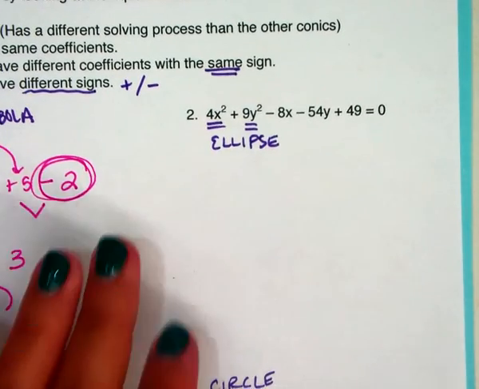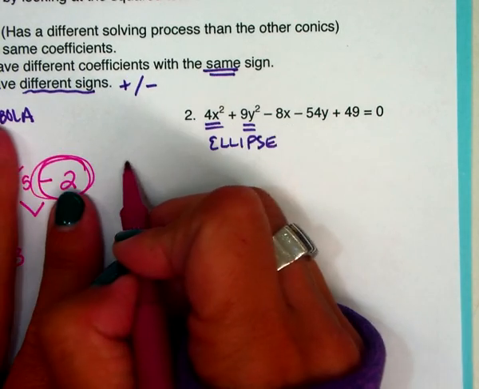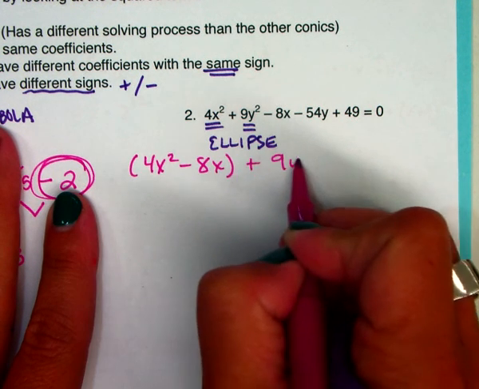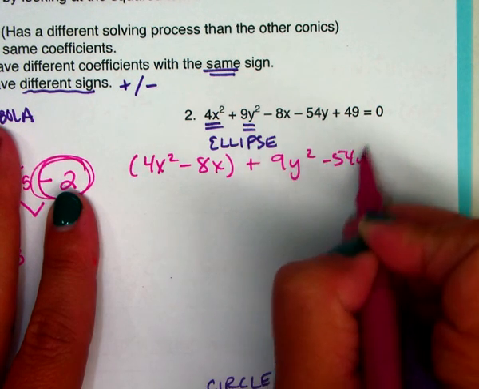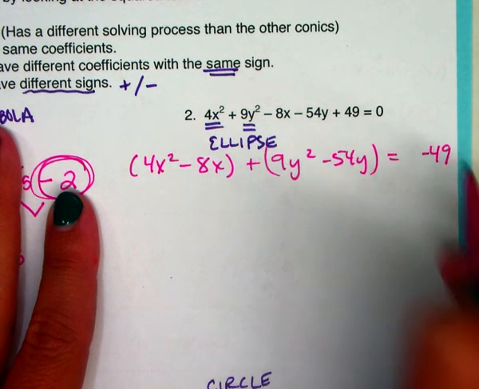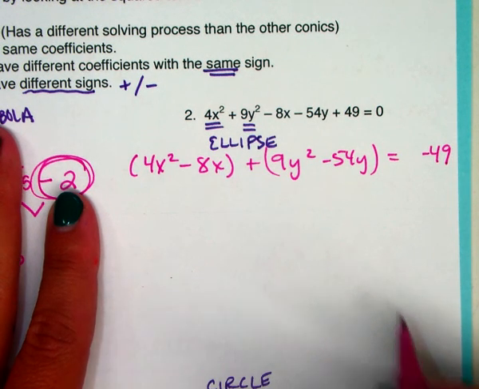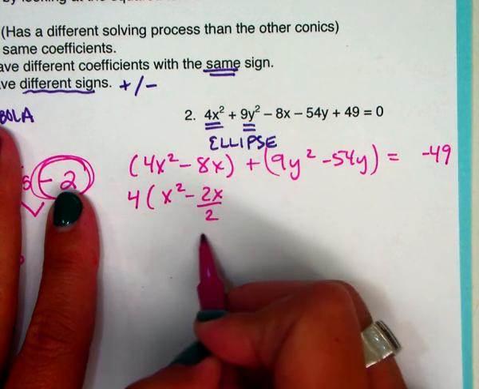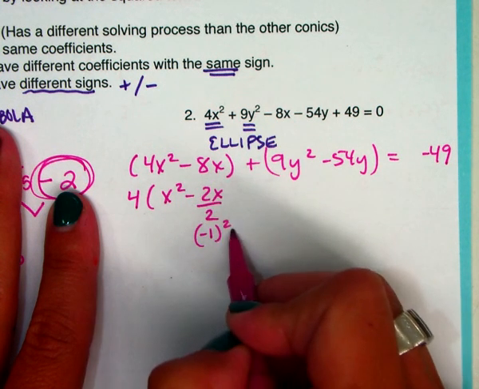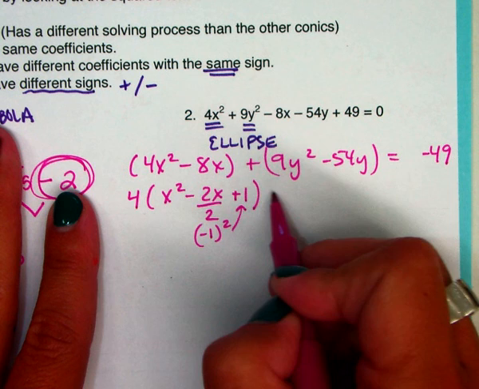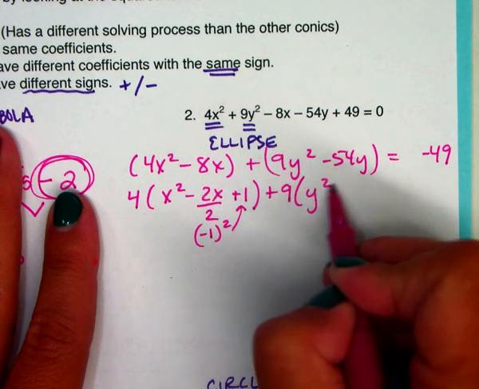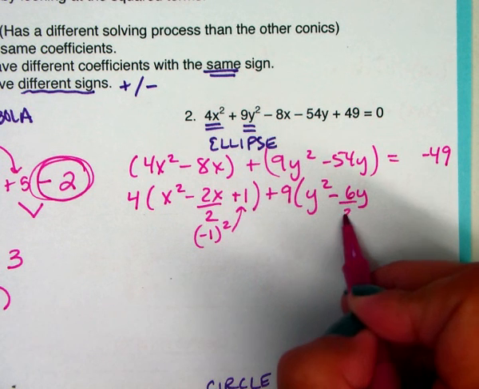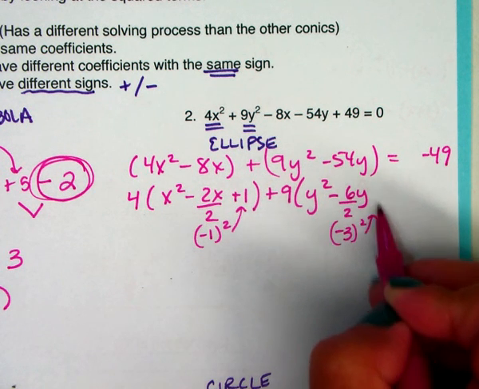All right, over here, let's group the x's. So I have 4x squared minus 8x, and then I have the 9y squared minus 54y, and again, that negative 49 is going to come to the other side. Factor out the 4, and then complete the square. Negative 2 divided by 2 is negative 1. Square it, I get a 1. Over here, I factor out the 9. Okay, minus 6y, divide by 2, that's a negative 3, squared, that gives me plus 9.